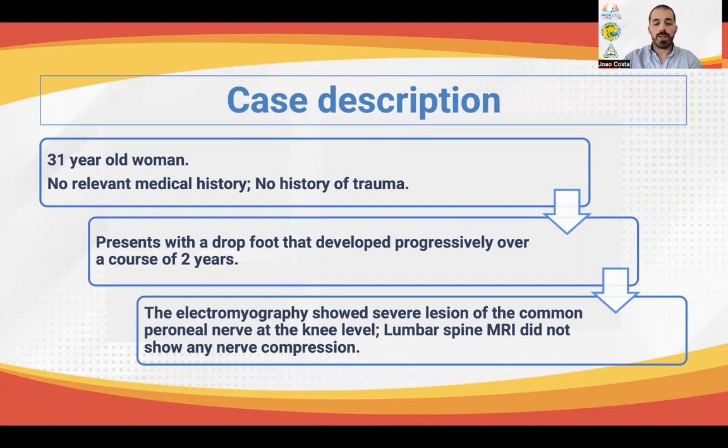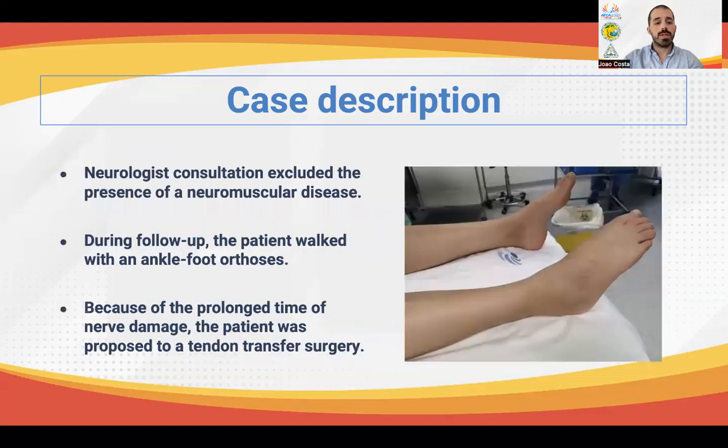The electromyography showed severe lesion of the common peroneal nerve at the knee level, and the lumbar spine MRI did not show any nerve compression. Neurologist consultation excluded the presence of a neuromuscular disease. During follow-up, the patient walked with an ankle-foot orthosis. Because of the prolonged time of nerve damage, the patient was proposed to a tendon transfer surgery.